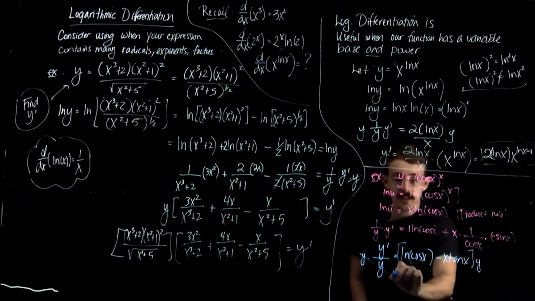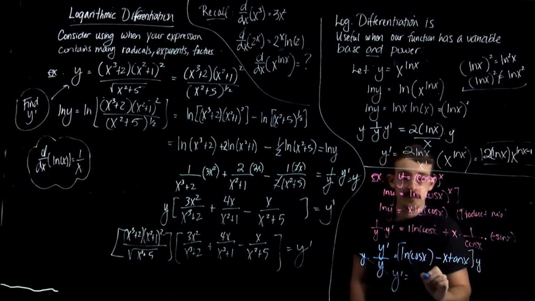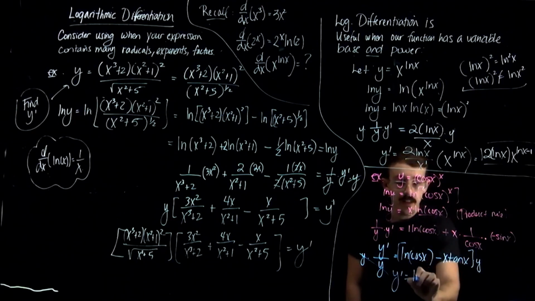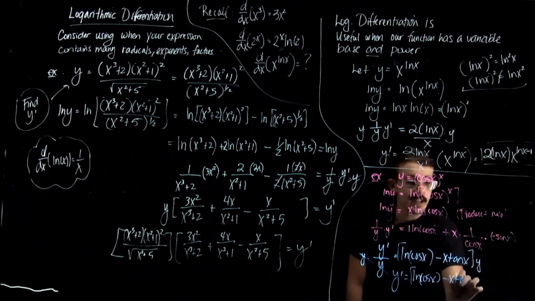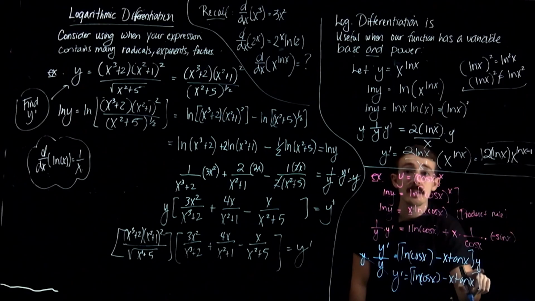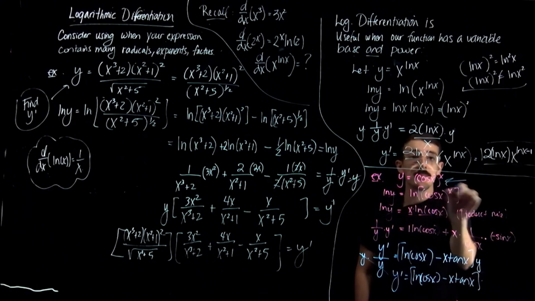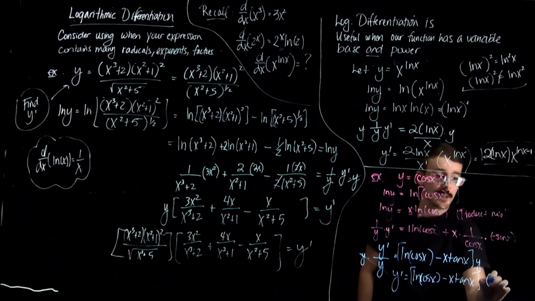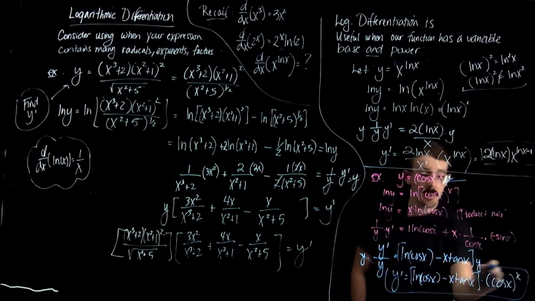So here the final answer is I get y prime is ln of cosine of x minus x tangent x. And then I go back to my original y. So this y was right here. And I'm going to plug it in. So I'm going to get cosine of x to the x. And this is my derivative.